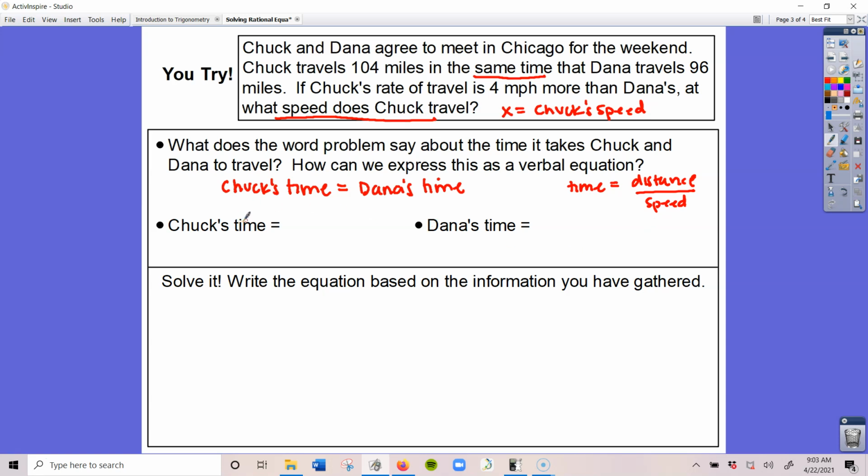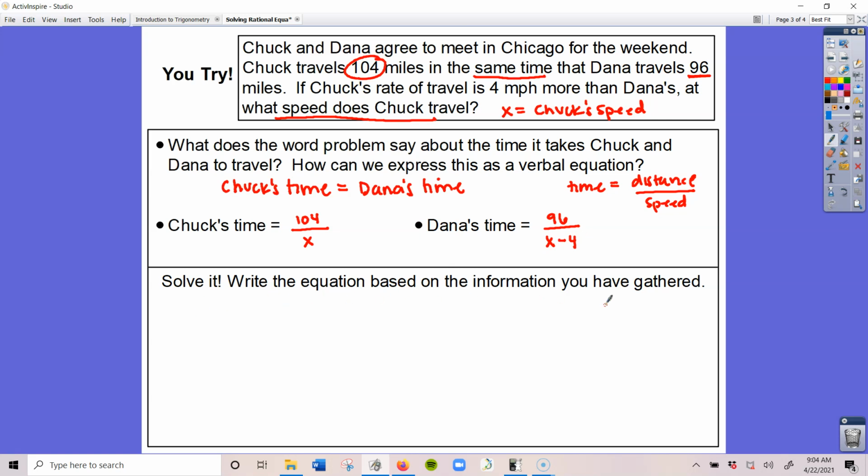So Chuck's time. Chuck is traveling 104 miles. So that's his distance, over Chuck's speed, that's x. So I'm just going to use x. Now let's do Dana's time. Dana's time is her distance. It says that it's 96, so distance, over her rate. Now it says here that Chuck's rate of travel is 4 more miles per hour than Dana's. So that means that Dana's rate is Chuck's rate, but minus 4, since Chuck travels 4 miles per hour more.